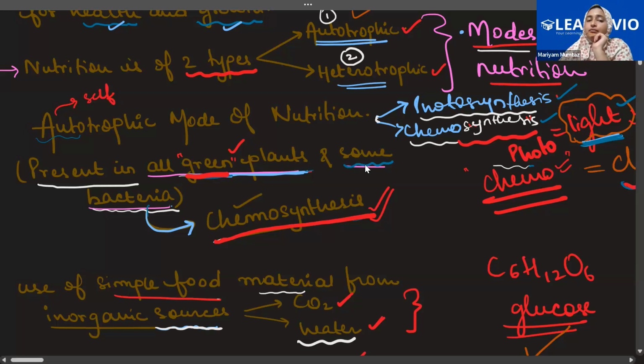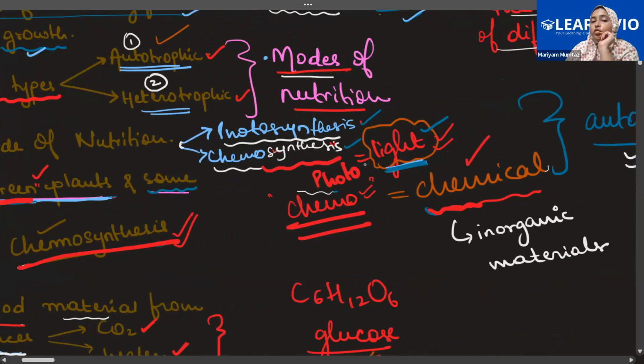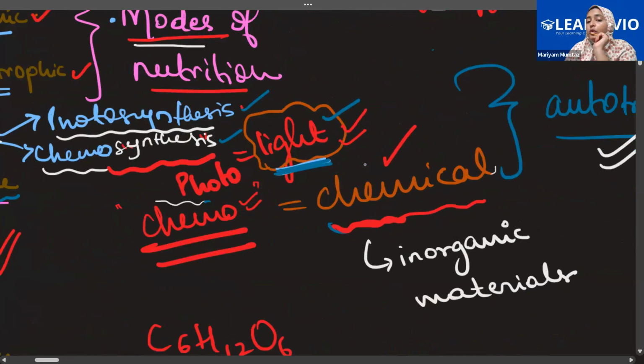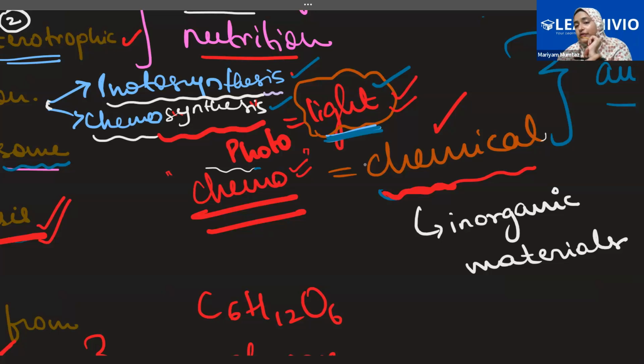So now, autotrophic mode of nutrition is further of two types. There is photosynthesis and then there is chemosynthesis. Now, this depends on the substrate or the source of energy. The division into two types is based off of the source of energy. For example, if we talk about photosynthesis, the word photo means light. The word synthesis means to make something, right? So, photosynthesis is when the food is made in the presence of light. The source of energy here becomes the light energy.